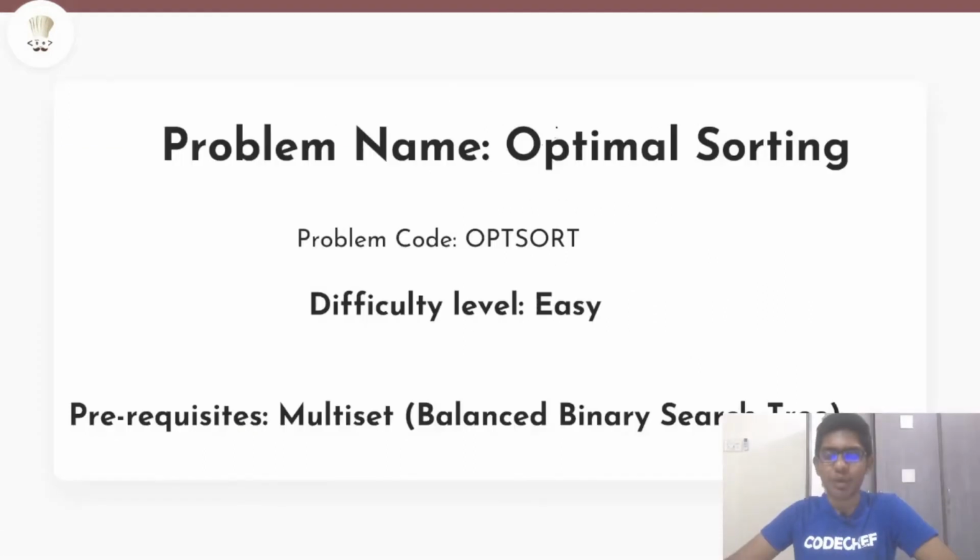So today's problem is optimal sorting. The difficulty level of this problem is easy because it would come under 1500 to 1800 on Codeforces, and the only prerequisite required to solve this problem is a multiset, which is a balanced binary search tree, and multiset is the name given in C++ for this data structure.